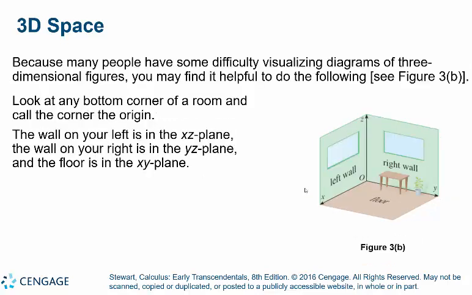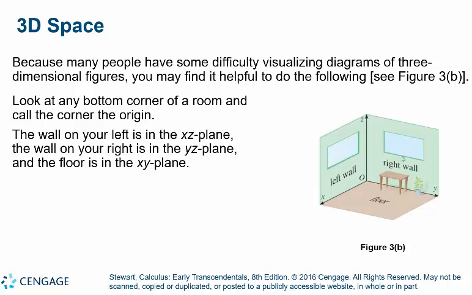All right, because many people, myself included, have some difficulty visualizing diagrams of three-dimensional figures, you may find it helpful to do the following, looking at this picture here. Look at the bottom corner of a room and call that the origin. Like I'm in my office right now, and in the left-hand corner down from me is where the floor and two walls meet. That's going to be my origin. So the wall on the left here, okay, is the xz plane.